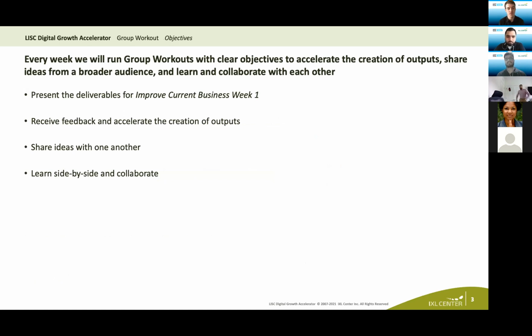Just quickly want to go over the objectives. So the objectives for this call are pretty straightforward. Number one is to present the deliverables for the Improve Current Business week 1. Number two is to receive feedback and accelerate the creation of outputs. So we want to collaborate with each other. Number three is we want to share ideas with one another. And number four, like I said, we want to learn side by side and collaborate with each other, making each other better and improving every single time that we do this.